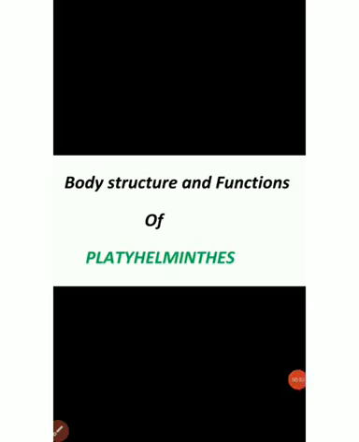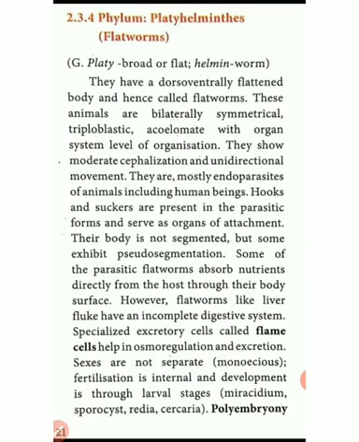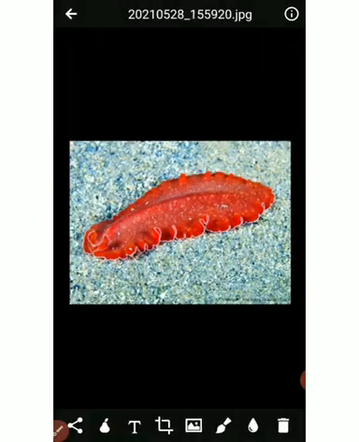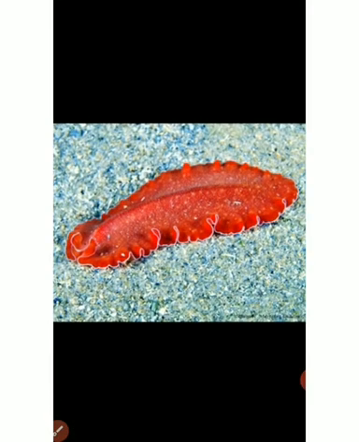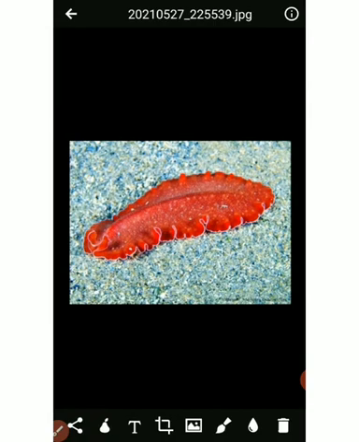Now let's see the body structure and functions of Platyhelminthes. They have a dorso-ventrally flattened body and hence are called flatworms. In this image, we can see an organism which has a flat surface on both the lower and upper side. So these kinds of organisms are called dorso-ventrally flattened, and hence they are called flatworms.